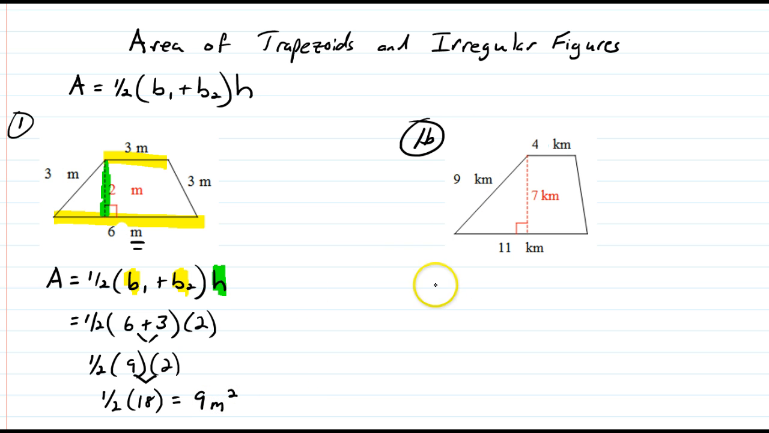So I want you to try 1b now on your own. Use your formula for a trapezoid. 1/2 base 1 plus base 2 times the height. Oh, I forgot to mention over here that sometimes they will give you extra information. So we don't need this 3, we don't need this 3, we only need the two bases and the height.